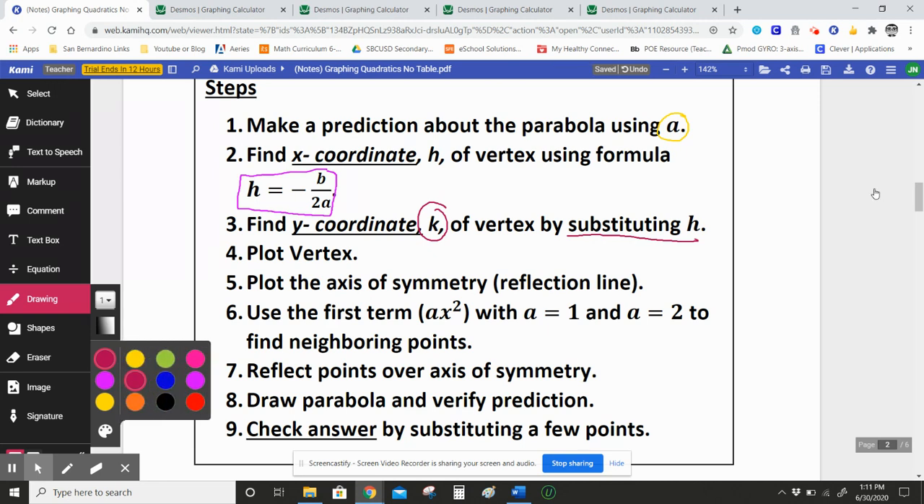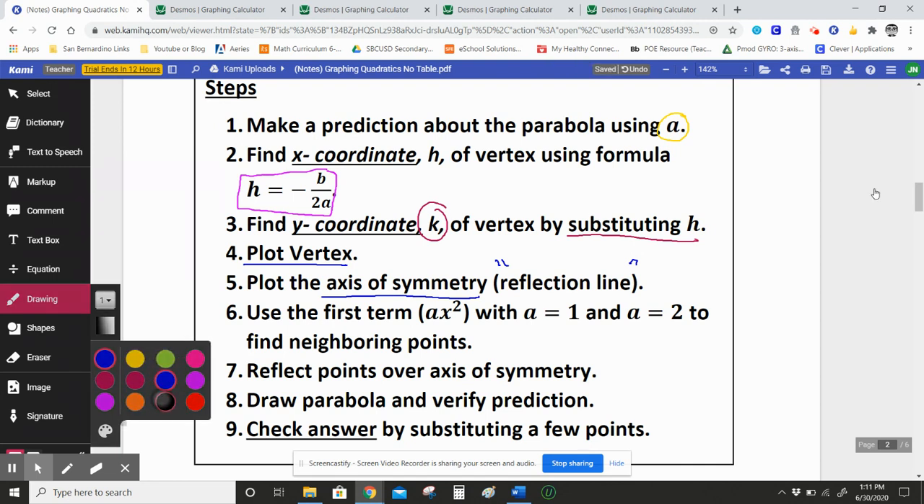Once you have that, you're going to be plotting the vertex, so basically graphing the vertex, which is just a simple point, right? x and y. Then step 5, you're going to plot the axis of symmetry. Axis of symmetry is just a fancy way of saying the line of reflection, or the reflection line, which goes right through the middle of any parabola.